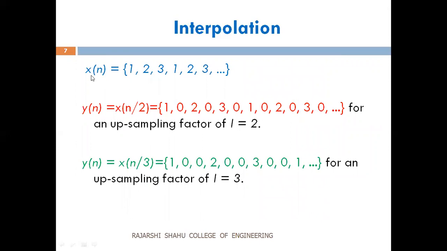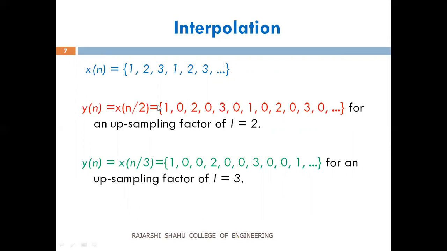If the signal is represented in this curly bracket form, the amplitude values of the signal are mentioned. Since an arrow is not indicated in the presentation, the first value will be considered as the sample at origin, having amplitude equal to 1. Now, if you are upsampling the original signal x of n by the factor 2, then its equation becomes x of n by 2, and the samples will be like this.